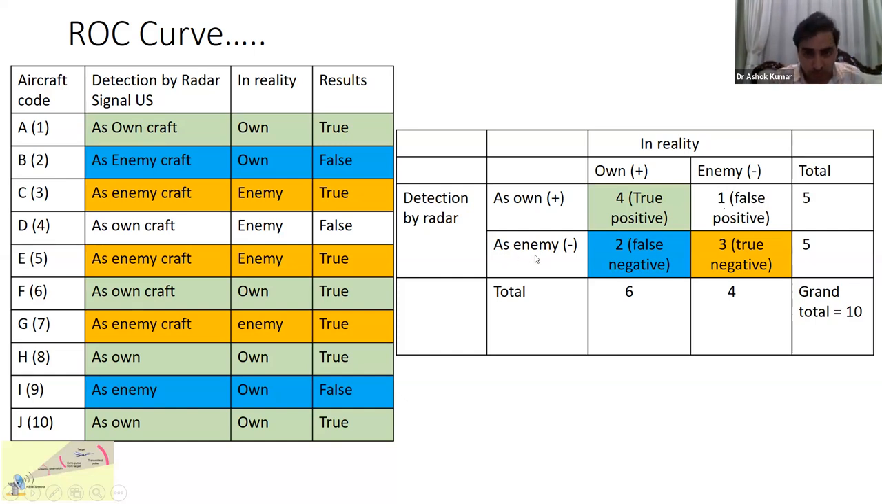For example, two are detected as enemy by radar signal, but in reality these two are own aircraft, so these are detected as false negative. And detected by radar signal as enemy, there are three, and in reality the three are enemy aircraft. You can see them in yellow color, so these are the true negative results. So this 2 by 2 table is created from the table you can see here.